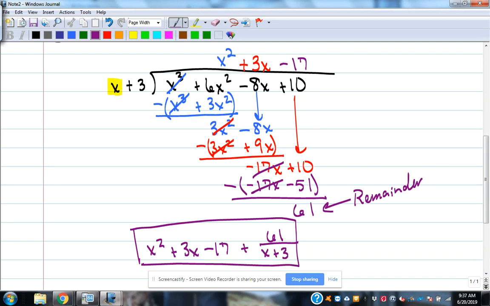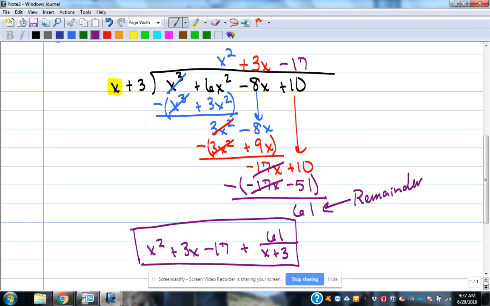That's the answer to that problem. A lot of steps, a lot of places that sign mistakes could get you. But one step at a time, it's just distributed property is all it is.